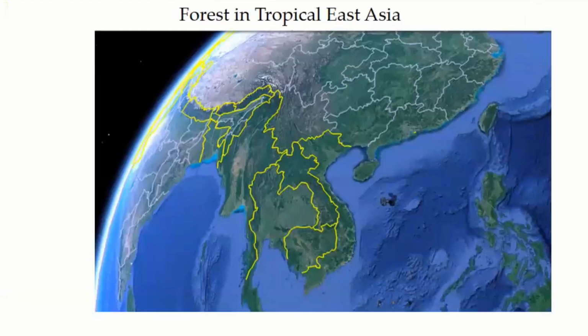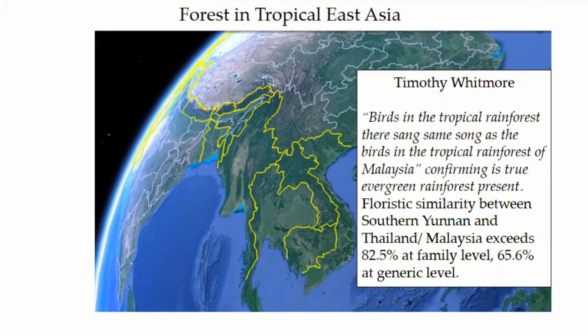But what kind of forest do we have in Xishuangbanna? Is it deciduous forest, subtropical forest? There are several more technical definitions that I can use here, but I want to use a very old definition by Timothy Whitmore, who has been in Southeast Asia for many, many years. He defined the forest of Xishuangbanna as the same as the tropical rainforest of Malaysia, confirming it's a true evergreen rainforest.